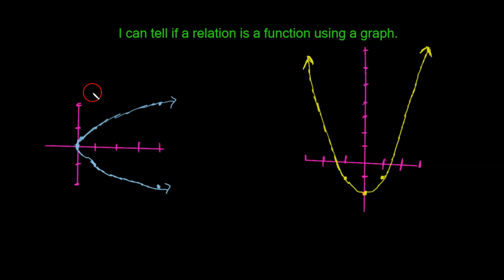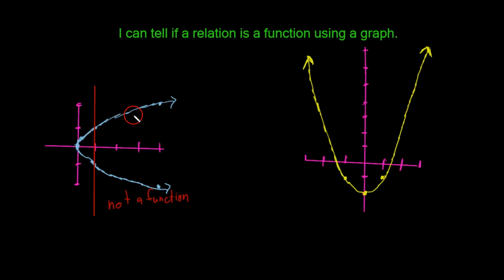So say I were to draw a vertical line right through the x value of x equals 1 right here. I can see that at x equals 1 we get both a y value of 1 and a y value of also negative 1. Therefore the input of 1 has two outputs, the outputs being 1 and negative 1. So this is not a function.